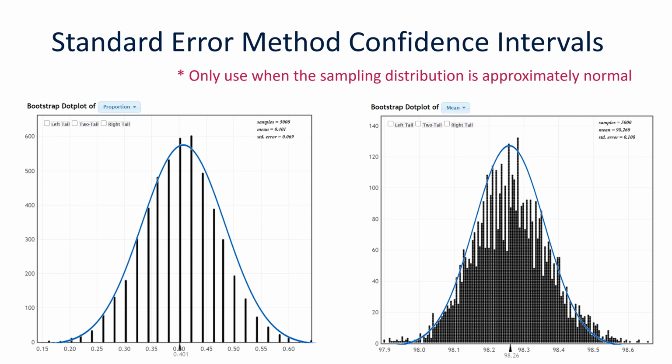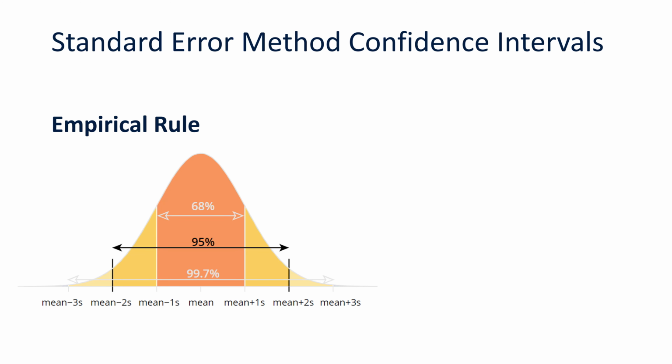This method should only be used when the sampling distribution is approximately normal. If your sampling distribution is not similar to a normal distribution, you should use the percentile method. The standard error method is based on the empirical rule. To review from lesson 2, according to the empirical rule, approximately 95% of observations on a normal distribution will fall within 2 standard deviations of the mean. Applying the empirical rule, if our Bootstrap sampling distribution is approximately normal, then the middle 95% of Bootstrap sample statistics will fall within about 2 standard deviations of the observed sample statistic.